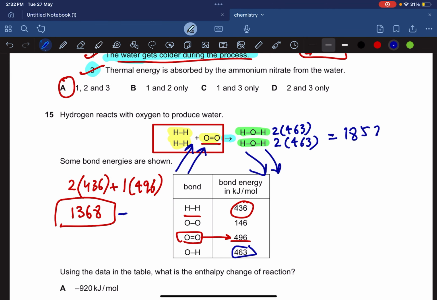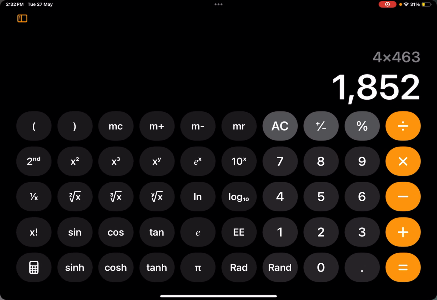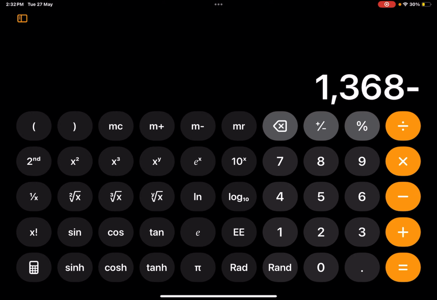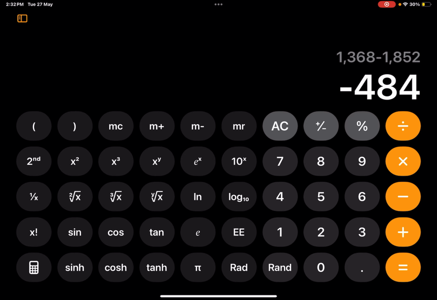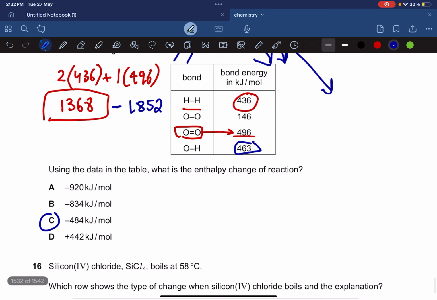1852 is the energy that's coming out. And what did I tell you? You have to subtract this energy. So 1368 minus 1852 gives negative 484. I get it in option C, and that's going to be my correct answer.